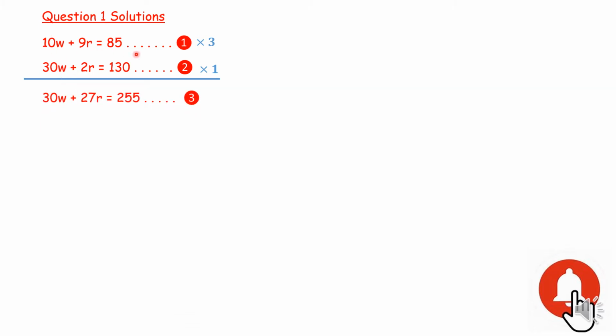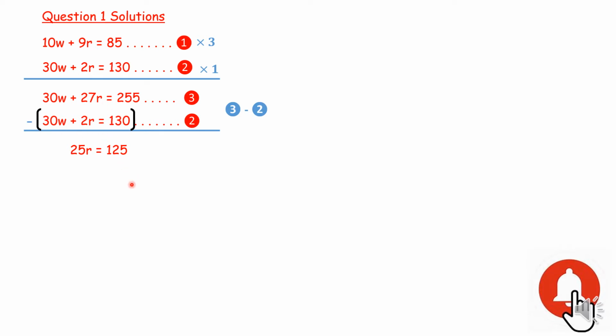Right, so once I do that, I create sort of a third equation. I just tripled that equation. They are still equivalent equations. Bringing back equation 2, and now I'm going to subtract equation 2 from equation 3. And if I do that, obviously the W's will cancel. 27 minus 2 gives you 25, so 27R minus 2R is 25R. 255 minus 130 is equal to 125. I'm putting brackets so you can know it's the whole equation that is being subtracted from equation 3.